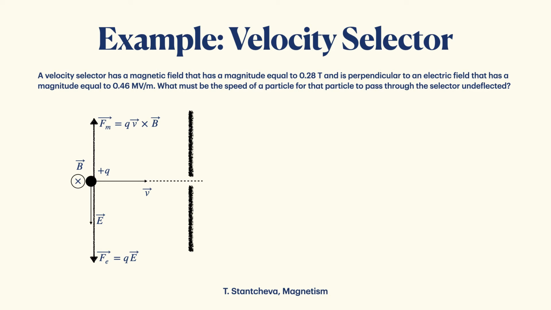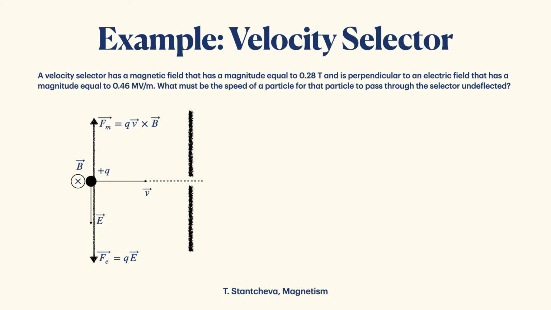A little bit larger velocity, a larger magnitude, means the magnetic force will be stronger in magnitude, and such particles will be deflected upwards towards the direction of the magnetic force. For particles that are moving with velocity with magnitude less than this v, the electrical force will be stronger and they'll be deflected downwards here on our diagram.